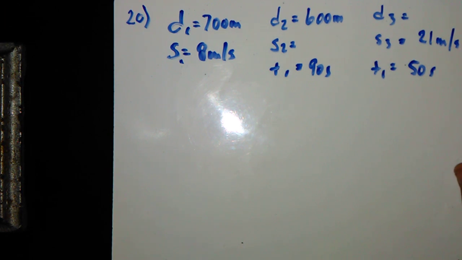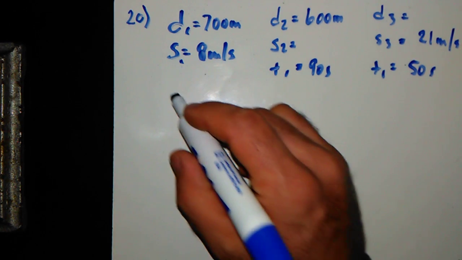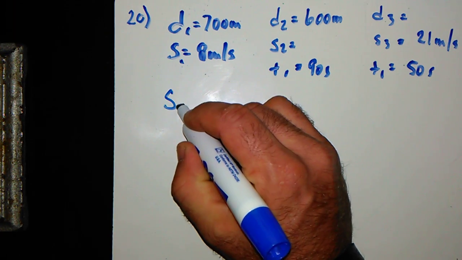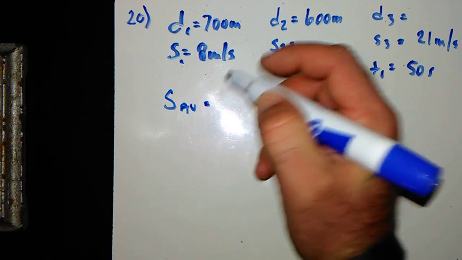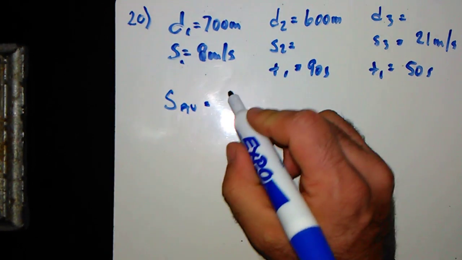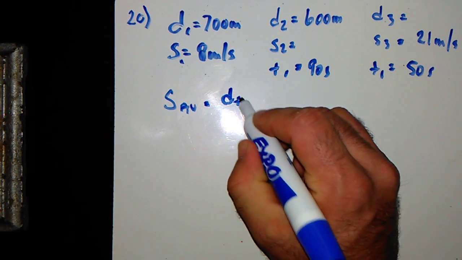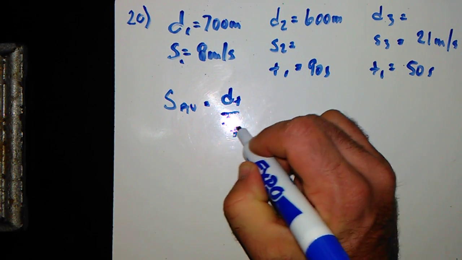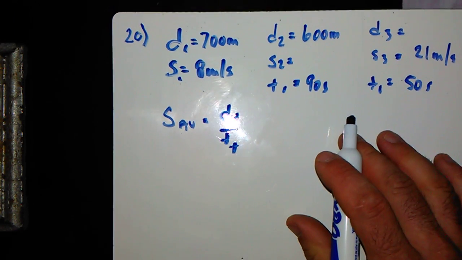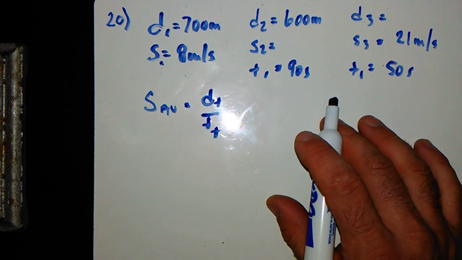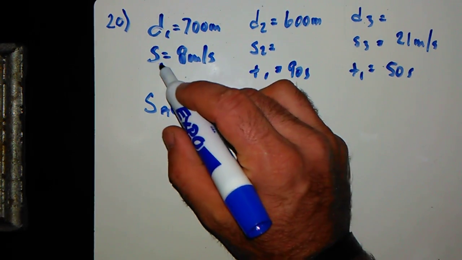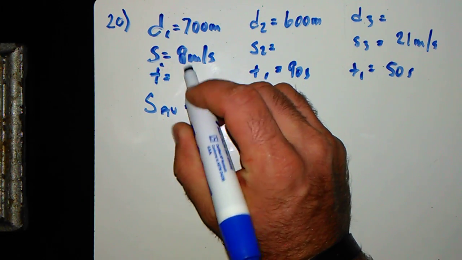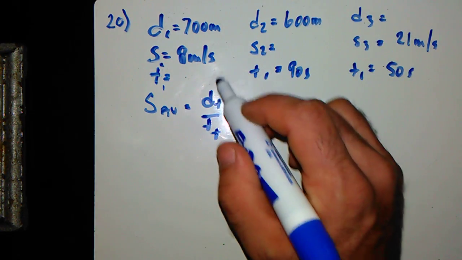Okay, so we've got three things here. And it's asking us to come up with the average speed. And we know that the average speed is the total distance over the total time. So if we look over here, we're missing some times and distances.